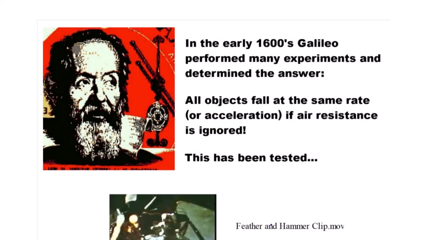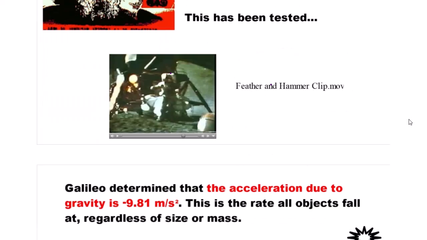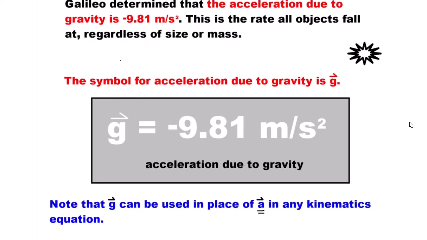As you can see, if you don't have air resistance, a hammer and a feather will accelerate at the same rate. They'll hit the ground at the same time. On Earth, that doesn't happen. The hammer would drop faster, hit the ground sooner, but that's just because of air resistance. And so what Galileo figured out is that all objects in Earth's gravity field accelerate at the same rate, negative 9.81 meters per second squared.